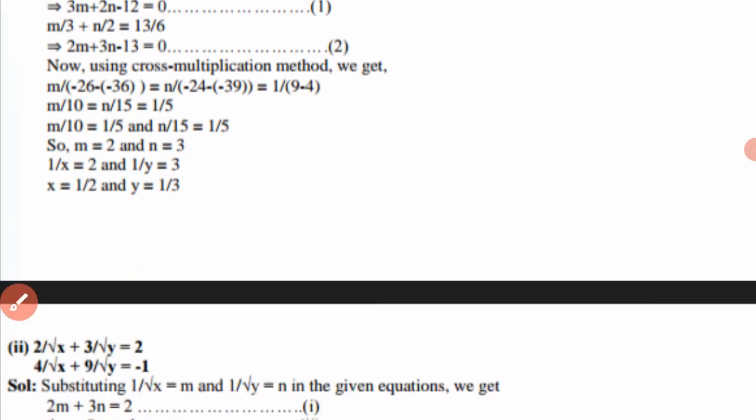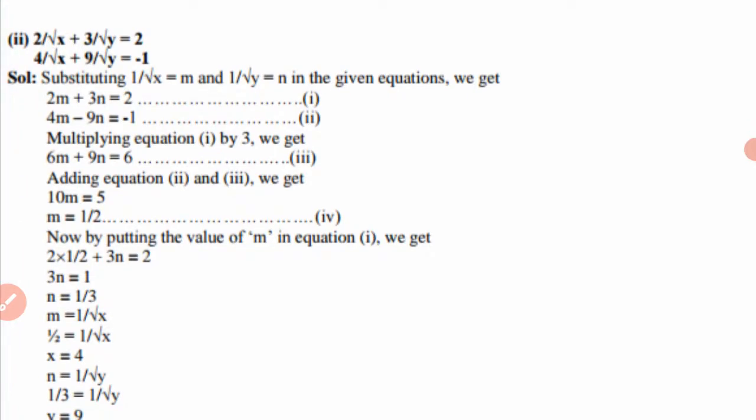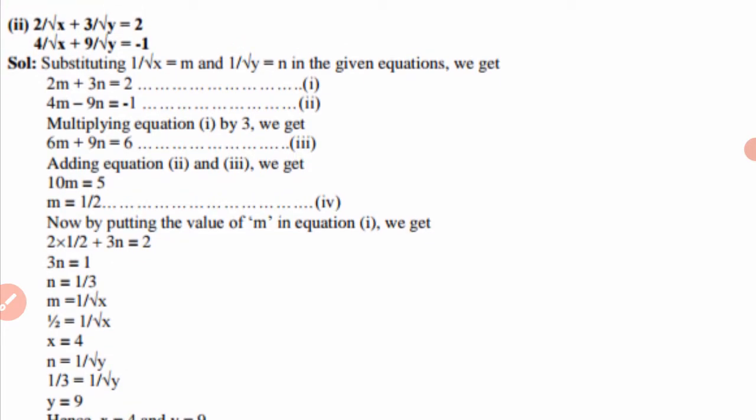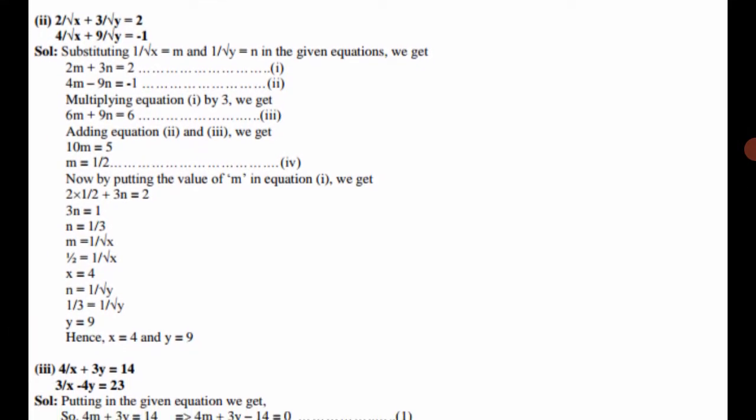Now see the second part. Here we have 2 upon under root x plus 3 upon under root y equals 2, and 4 upon under root x minus 9 upon under root y equals minus 1. Now we put 1 upon under root x equals m, and 1 upon under root y equals n. Now the equations will become 2m plus 3n equals 2, and 4m minus 9n equals minus 1. So these are the equations.